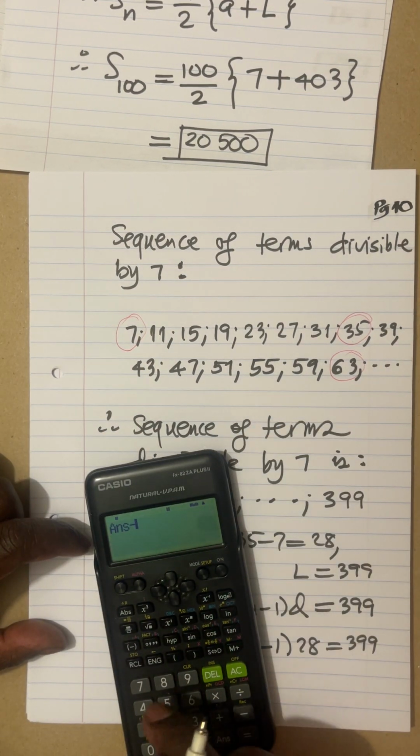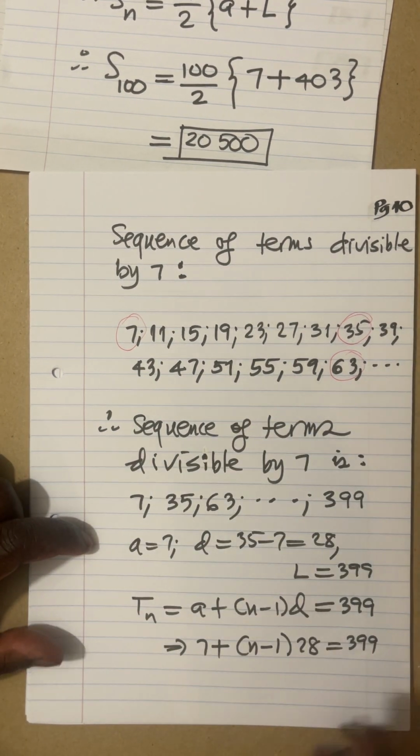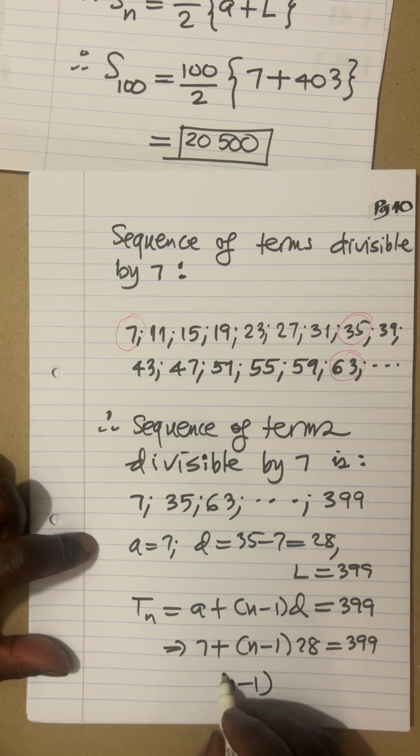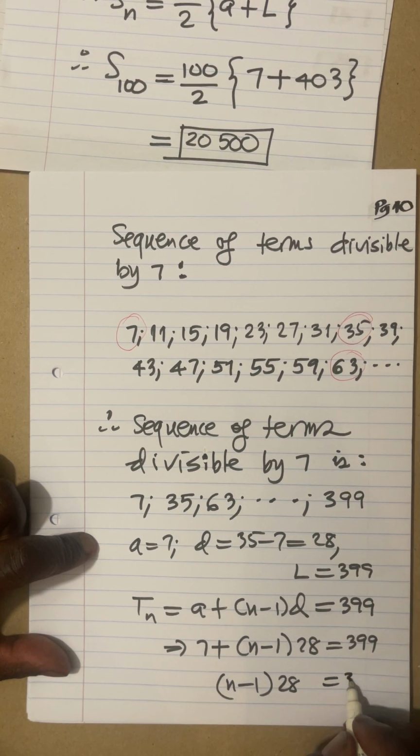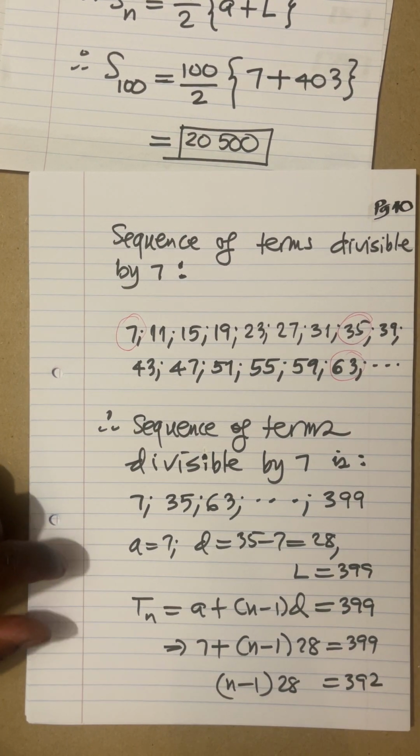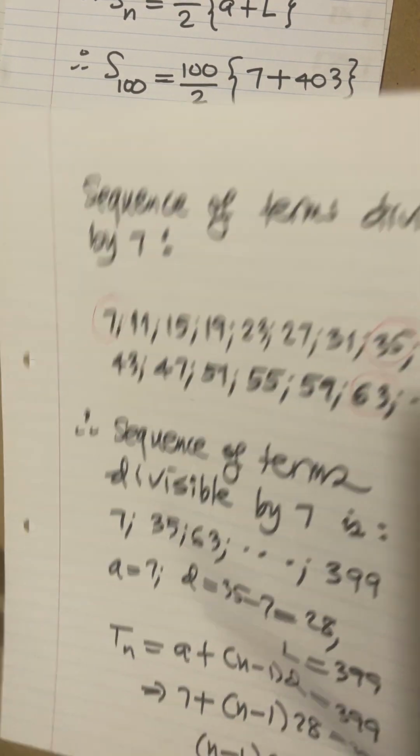So 399 minus 7, the answer is 392. So we are now saying n minus 1 times 28 equals 392. Now we must divide by 28 both sides, as follows.